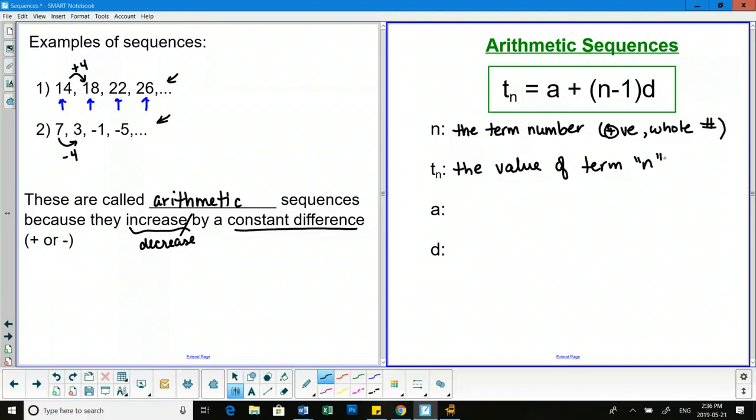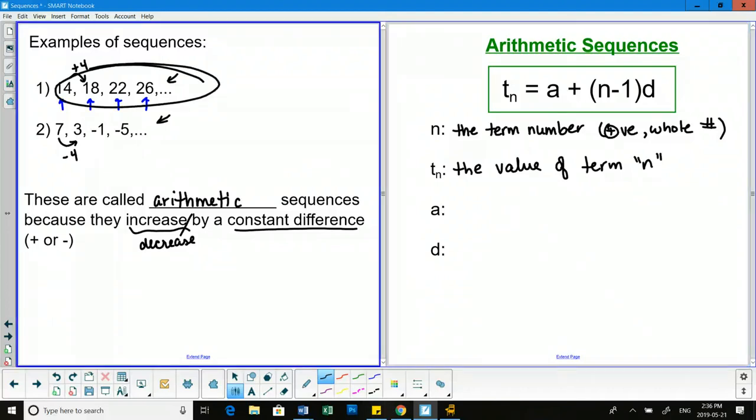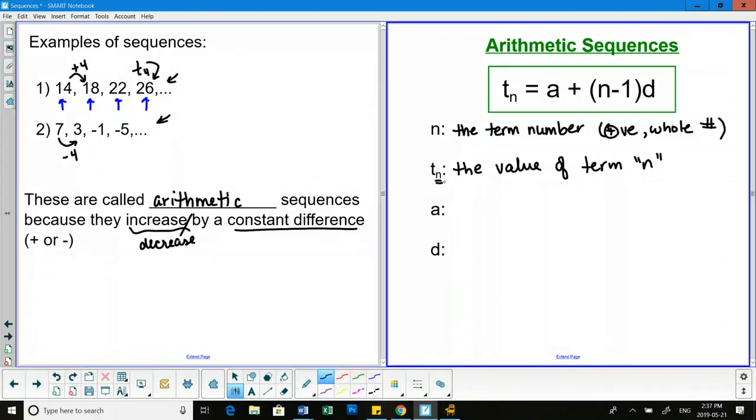Okay, so if I say in this example right here, number 1, what is T4? This is T4. 26 is the value of term 4. Okay, and this is a subscript right here. So the subscript just indicates it's term 4, it's term 5. It's not like a multiplication or anything like that.